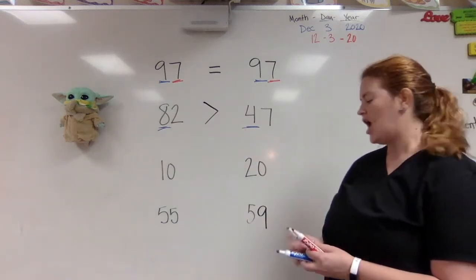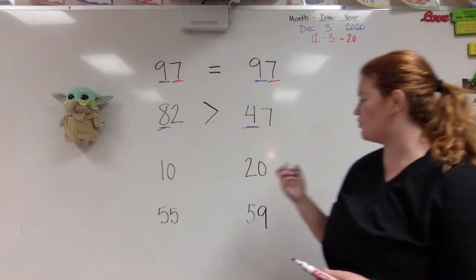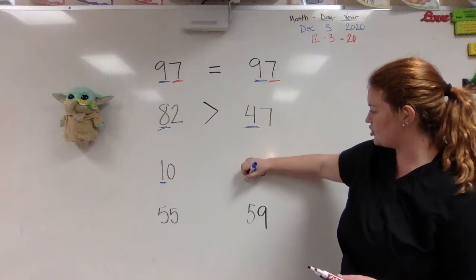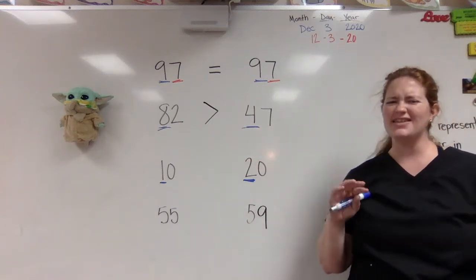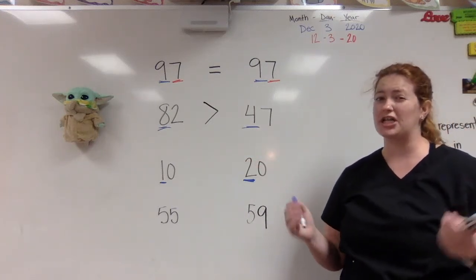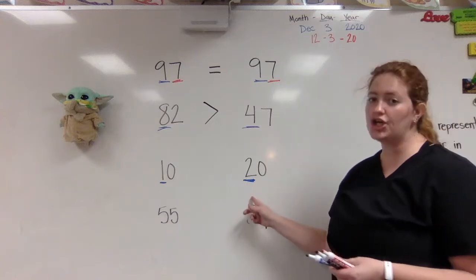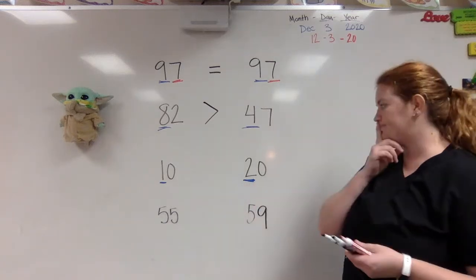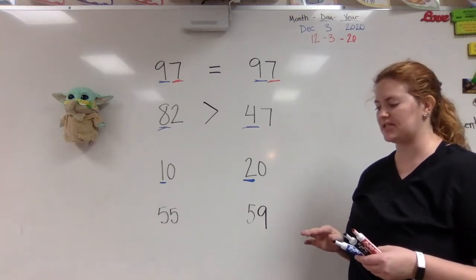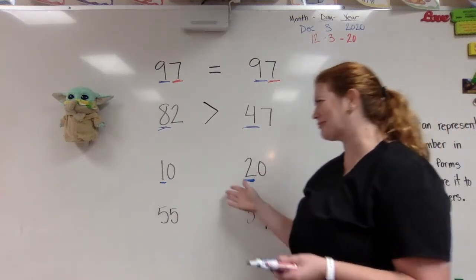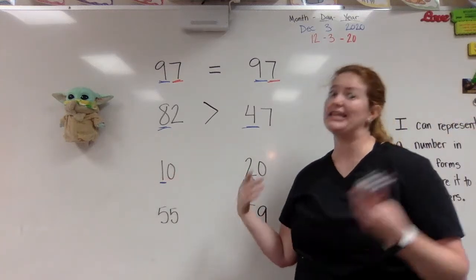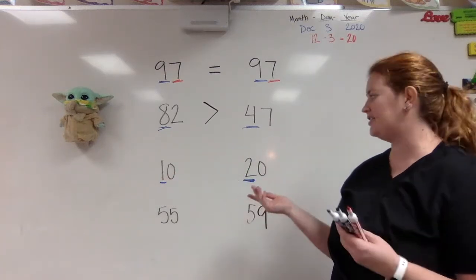Let's look at the next one. Ooh, 10 versus 20. I have a 1 in the tens place and a 2 in the tens place. Those numbers are very close, but I know that 2 is a bigger number than a 1. Okay, I'm not going to put my greater than symbol because I wouldn't say 10 is greater than 20. And I don't read it backwards, 20 is greater than 10, even though 20 is greater than 10.